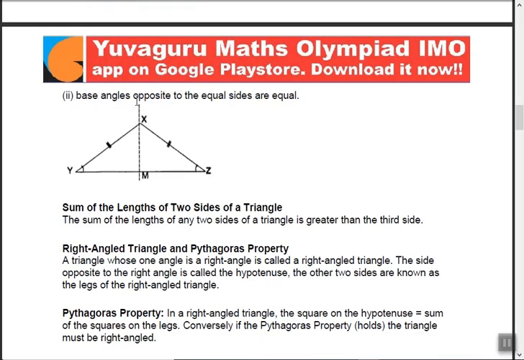The base angles, the angles opposite to the equal sides, are equal. So if these 2 sides are equal, then the base angles are this. Z is opposite to XY and Y is opposite to XZ. So angle Y and angle Z will be equal to each other if XY and XZ are equal. Always remember, opposite to the equal sides, only those angles are equal.